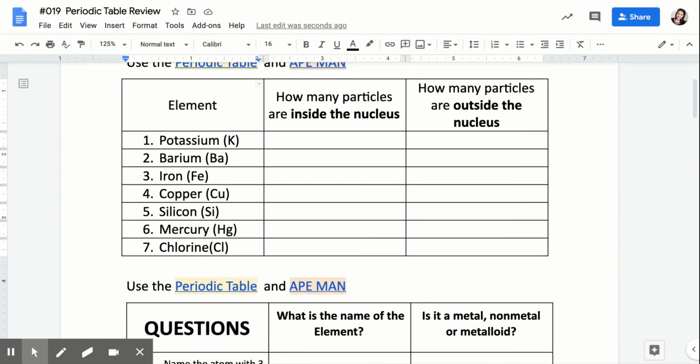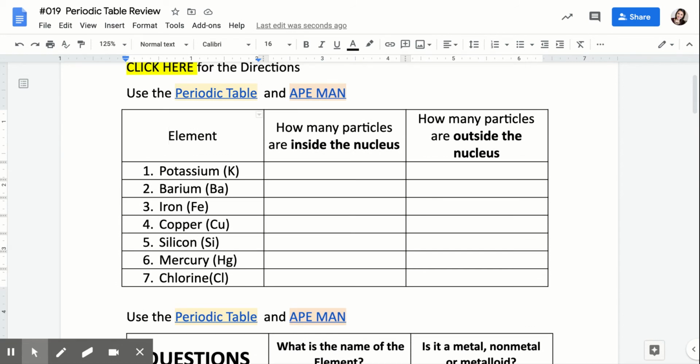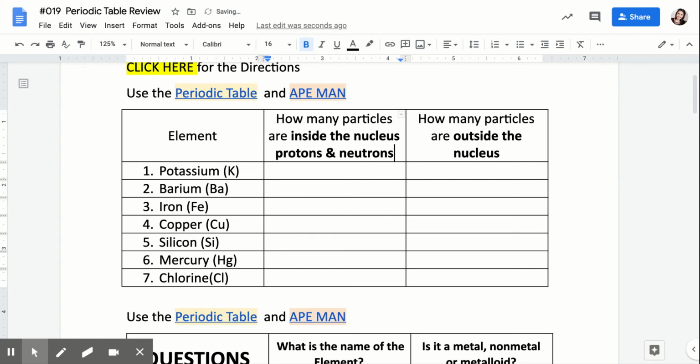For this first section, you're going to complete the chart. You have 7 elements, and you're going to tell me how many particles are inside the nucleus and how many particles are outside the nucleus. Let's talk about this first. Inside the nucleus, we can find protons and neutrons. So in this section, you're going to tell me how many protons and neutrons we can find for potassium, barium, iron, copper, silicon, mercury, and chlorine.